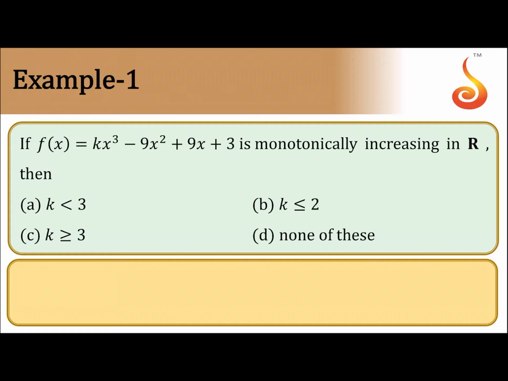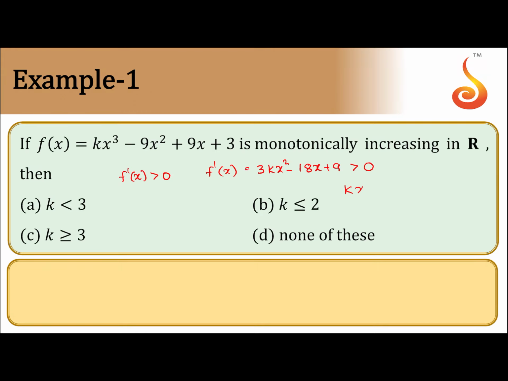9x plus 3 monotonically increasing. The definition is f dash x is greater than 0. Now, what is f dash x here? F dash x will give you 3kx square minus 18x plus 9. So this must be greater than 0.